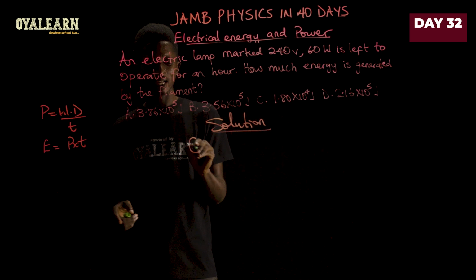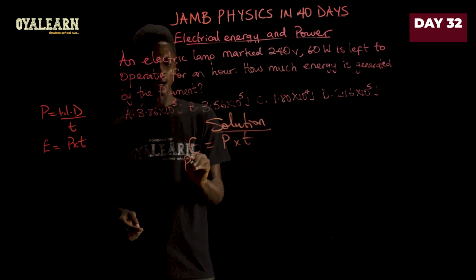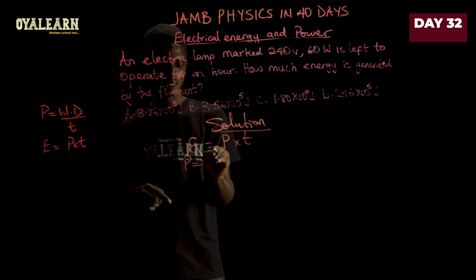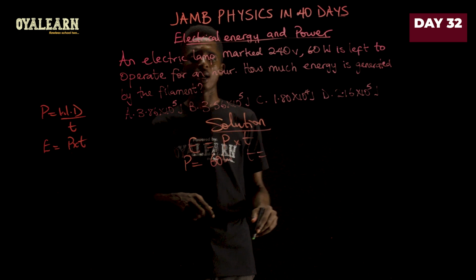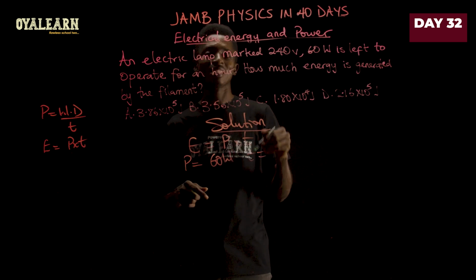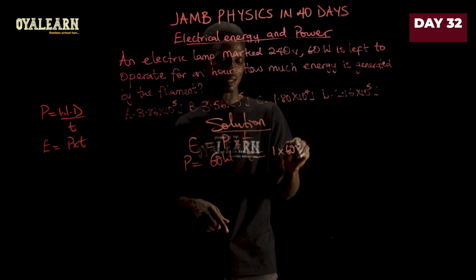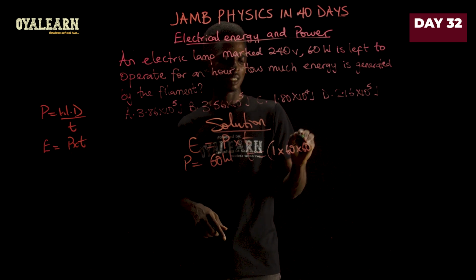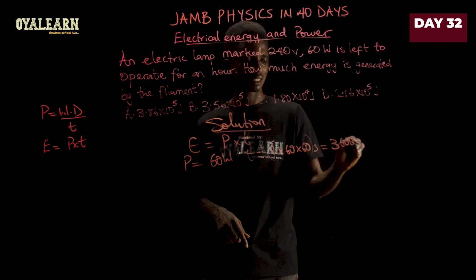Since energy equals power times time, the power is given as 60 watt. Now the time is 1 hour. Now 1 hour is 60 minutes times 60 seconds. So that's 1 times 60 times 60. This is in seconds, and that will give us 3,600 seconds.